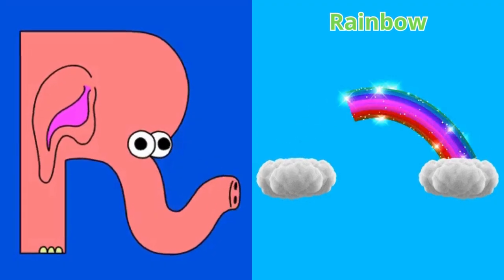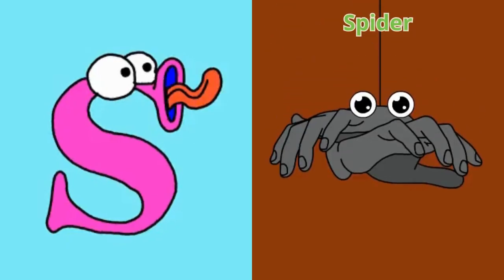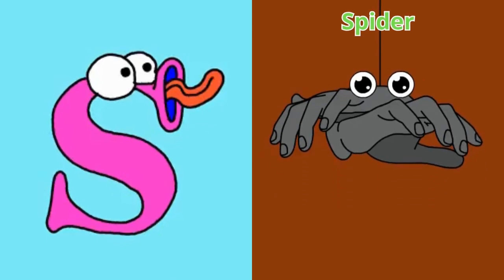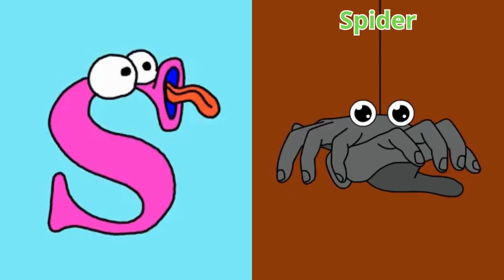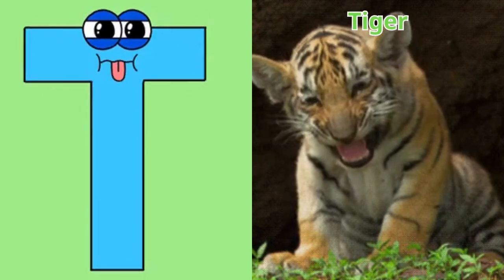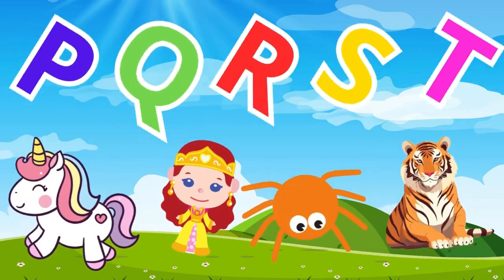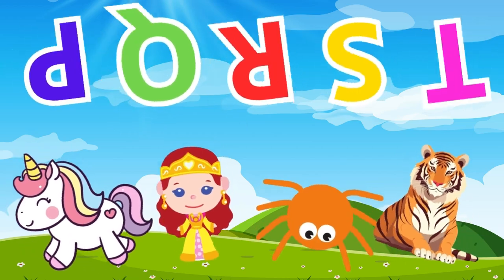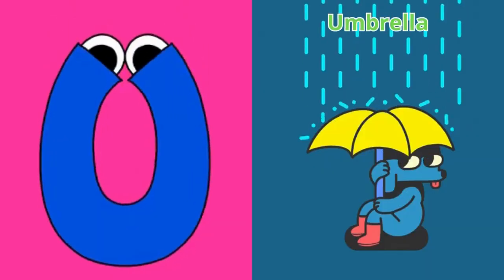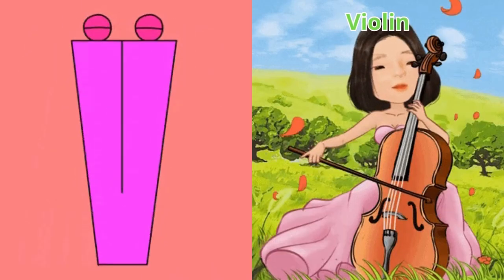R is for rainbow, rainbow. S is for spider, tiger, tiger. U is for umbrella, umbrella. V is for violin, violin.